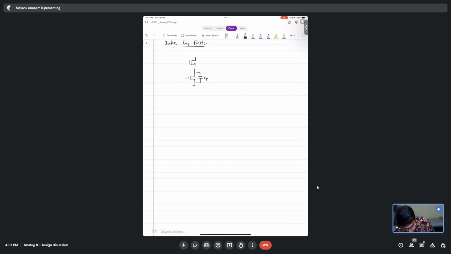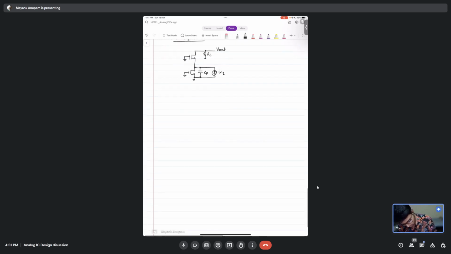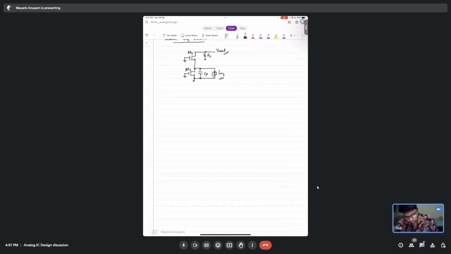This is CP, and this is your noise current source at the output, IN1. This is grounded, and this is also grounded, correct? And you have this RL here, and this is the output. This is M1, this is M2. Now tell me what will be the contribution due to this IN1. What will be the output voltage, V out?